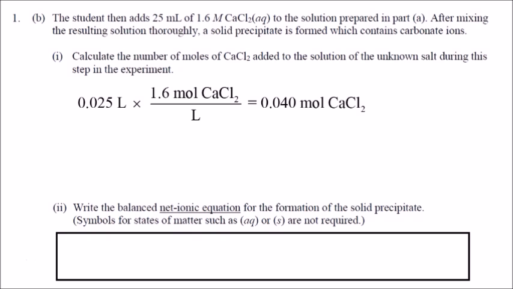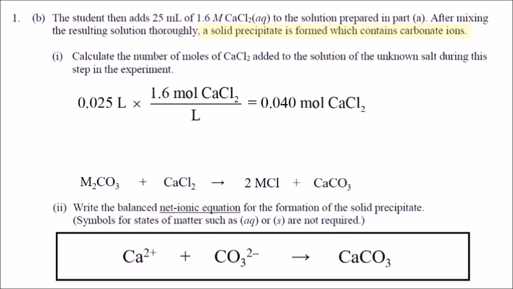Then it says write the balanced net ionic equation for the formation of the solid precipitate. A solid precipitate is formed which contains carbonate ions. So remember, we have the unknown metal carbonate, so M2CO3, where M is either lithium, sodium, or potassium, reacting with calcium chloride to produce 2 products, the soluble metal chloride and calcium carbonate. So the precipitate is the calcium carbonate. The ions on the left side of the equation are the calcium ion and the carbonate ion. There is your net ionic equation for the formation of the solid precipitate.